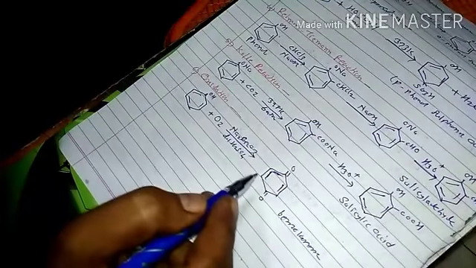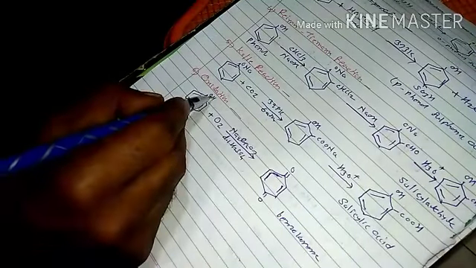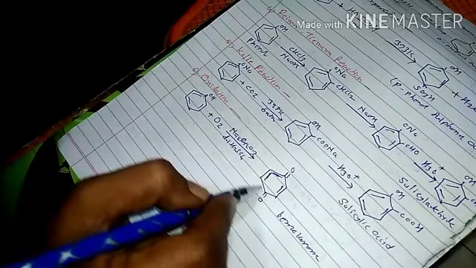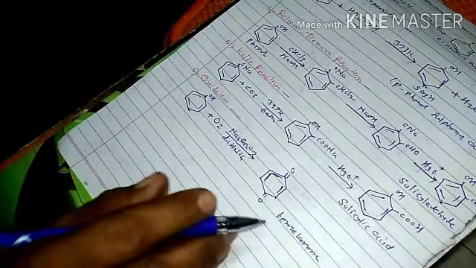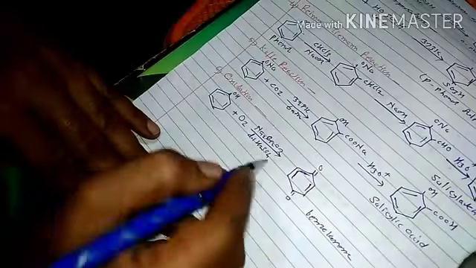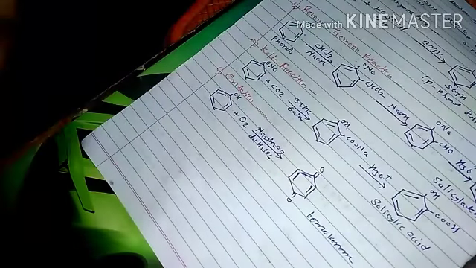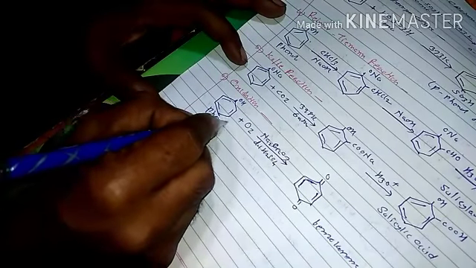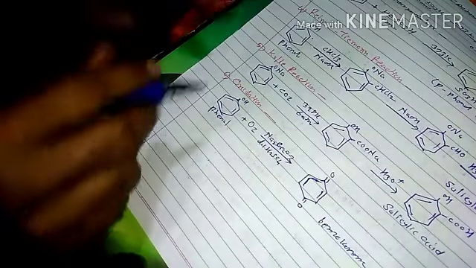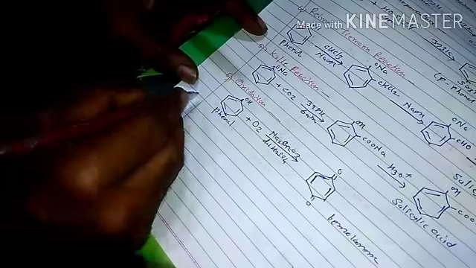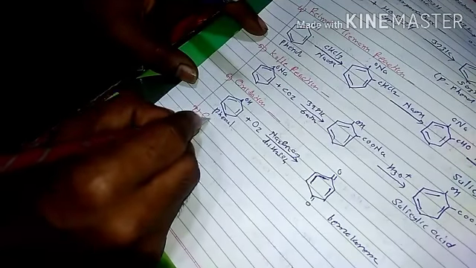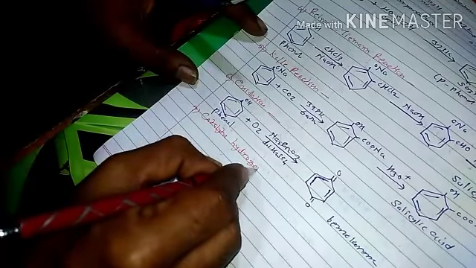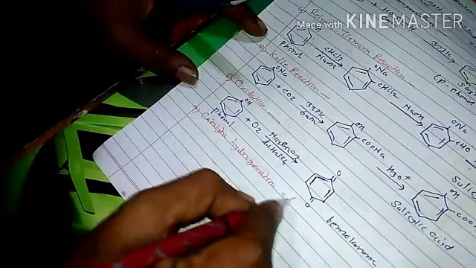Now a balanced reaction is not given in the book. See here, here one O, here one O. So total how many O are there? Three. So H and one byproduct will be H2O. But you remember the reaction in this way. So this is oxidation of phenol into a diketone, which is known as benzoquinone. Now the seventh reaction is catalytic hydrogenation of phenol.